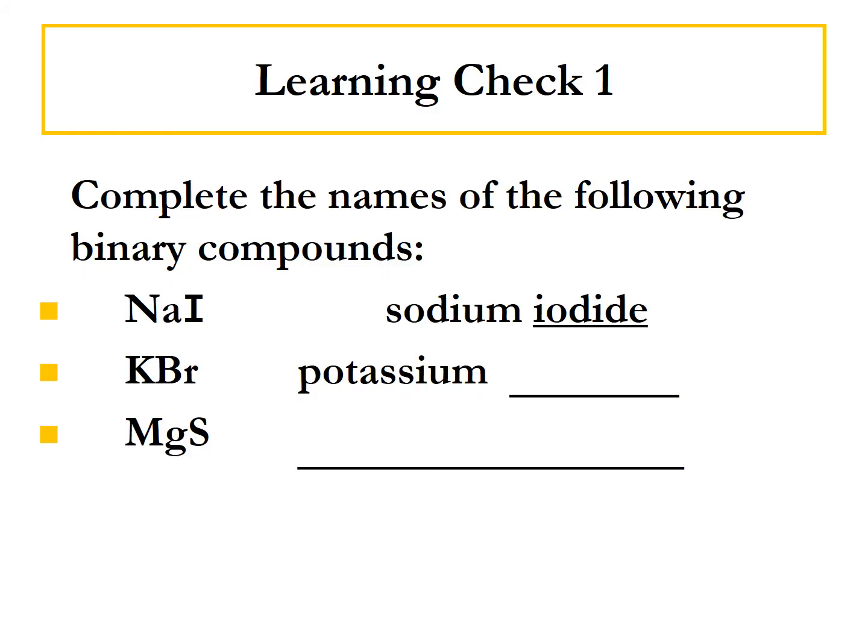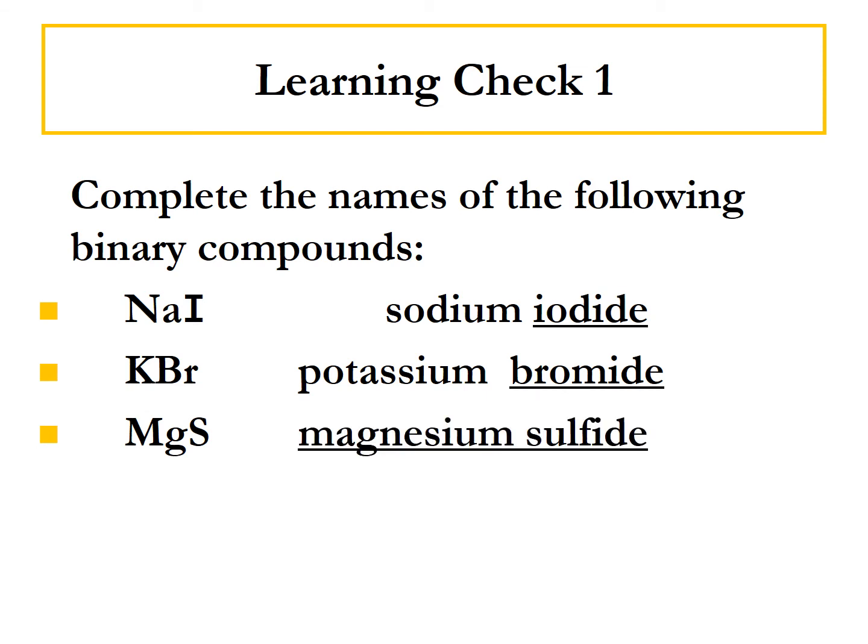Next, we have potassium. Potassium and bromine joined together make potassium bromide. And then magnesium is joined to sulfur. The name of that compound would be magnesium sulfide.